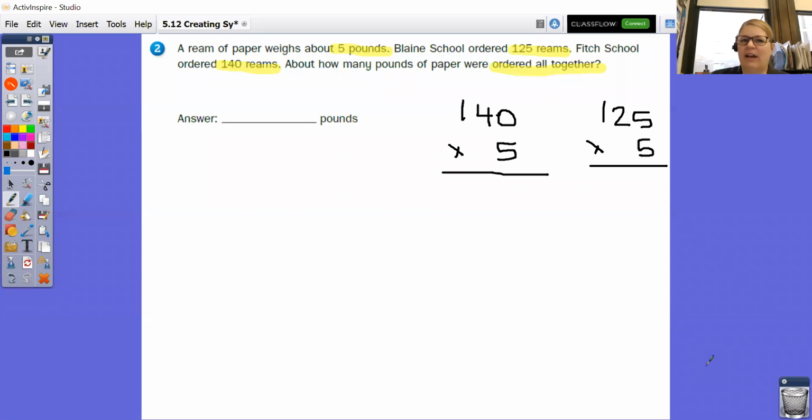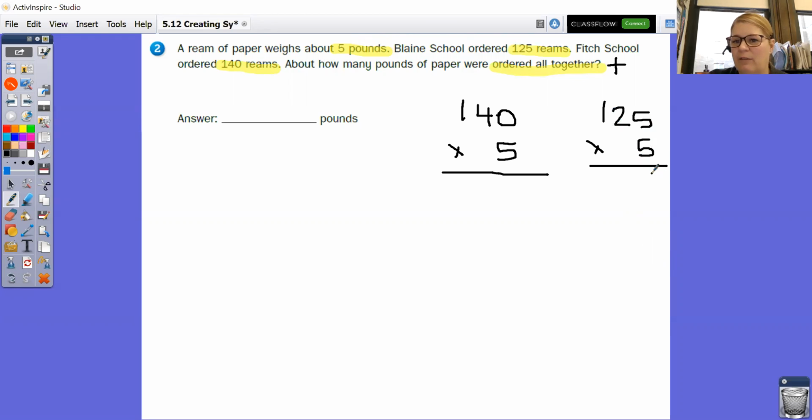All right, so let's see how you did. I've already highlighted some of the most important information that I found when I was reading this problem. A ream of paper weighs 5 pounds. One school ordered 125 reams. Another school ordered 140 reams, but I want to know how many pounds these reams weigh together. Together is my clue word here, and that tells me I'm going to add. But I want to know how many pounds they weighed. So if I have 125 of them, each weighs 5 pounds, that tells me I need to multiply.